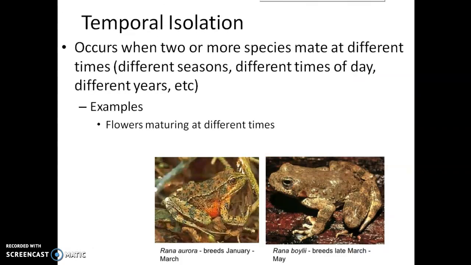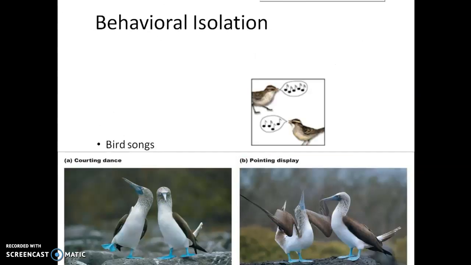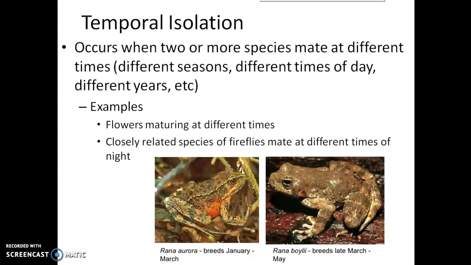Temporal isolation just deals with mating time. So basically it says that even though the species could maybe mate, like these two frog species, they don't. And the reason they don't is because they have different mating times. Okay, and this could be different mating times during the year, or it could be different mating times even during times of day. Maybe one species mates in the morning and the other one mates at night. Okay, so it all depends on time. Temporal refers to time.